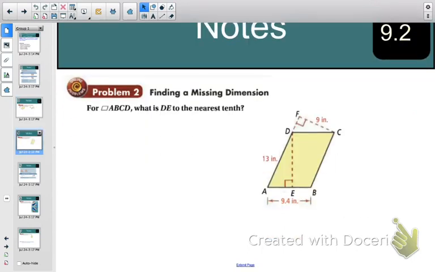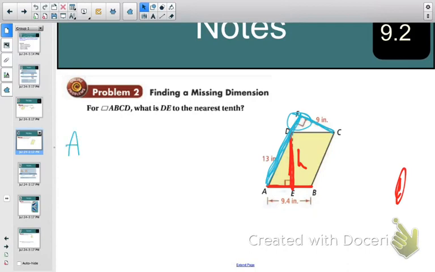Okay, now you're finding the missing side though, so it doesn't ask you to find the area, it wants you to find DE, which is this height right here. Find that height to the nearest tenth. To do that, we can first find the area. We don't know the area yet, and to find the area, we have to do base times height. So here's our base, here's our height. We know the base is 9.4, but we don't know the height yet. H, we'll call that. If we use this as the base of 13, we do have this right angle right here, which forms this height. We can find the area there.